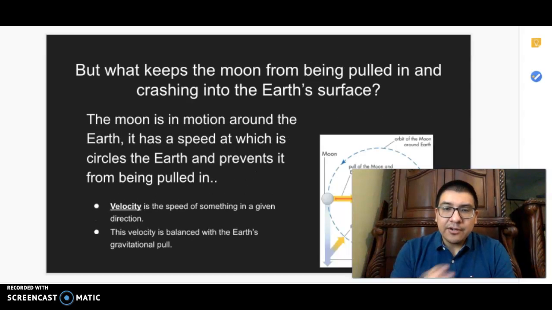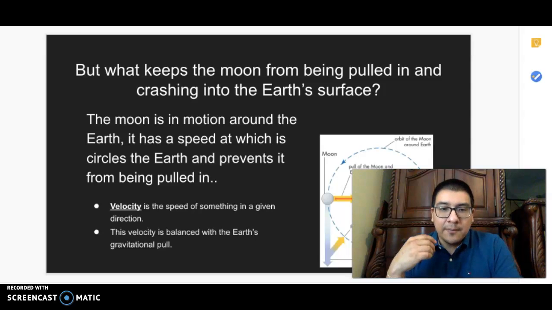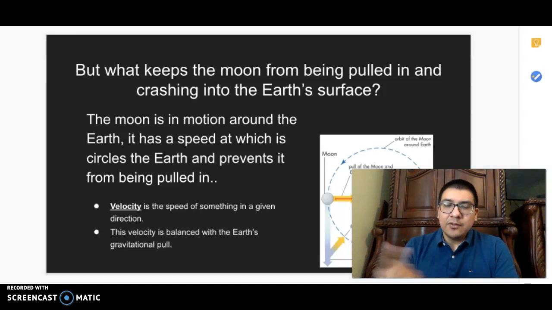The other factor that I had mentioned before that we're going to be talking about is the velocity. We know what velocity is. Velocity is the speed of something in a given direction. So the Moon is in motion around the Earth, and it has a speed at which it circles the Earth that prevents it from being pulled in. And the velocity is balanced with the Earth's gravitational pull, which keeps it in orbit, keeps it from flying off or coming into contact with the Earth.